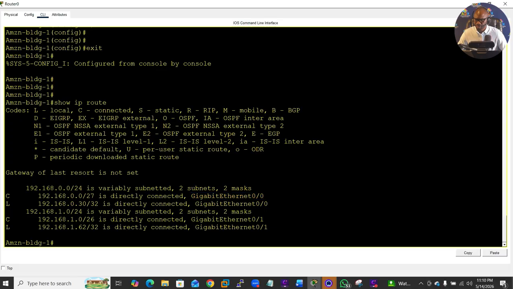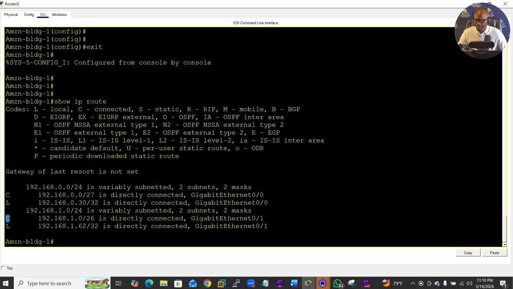Now the L represents whichever IP from the network above has been chosen to be configured on the router interface. So that's the local. This IP address belongs to the network 192.168.0.0/27, which is the last usable. However, we have chosen that IP address to be configured on the router interface, which makes it local to the router. That's why we have the L.